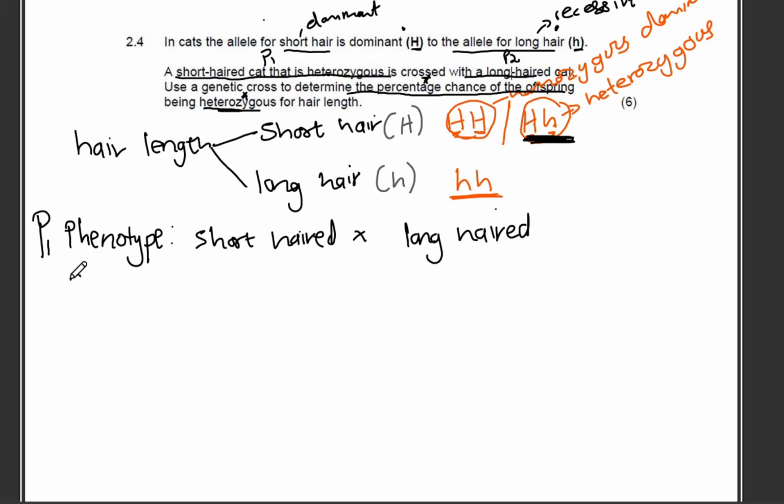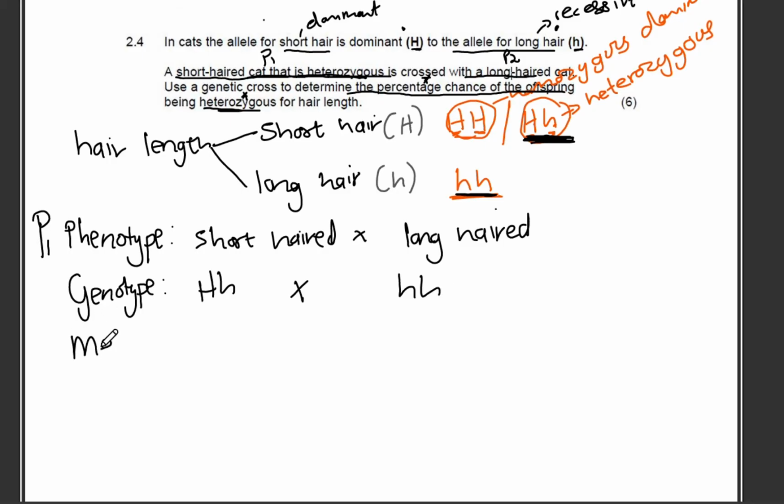Now, the genotype is what you then indicate just below the phenotype. The genotype for parent 1, which has short hair, is the heterozygous genotype, which is capital letter H, small letter h. Where did we find that information? They've given us here. They've said the short-haired cat that is heterozygous is crossed with the one that has long hair, and this is the genotype: small letter h, small letter h.